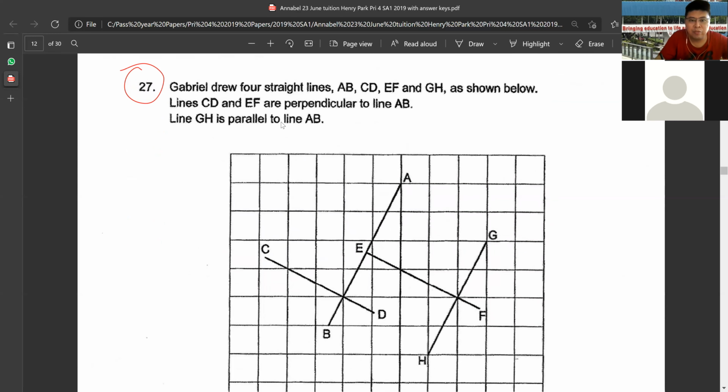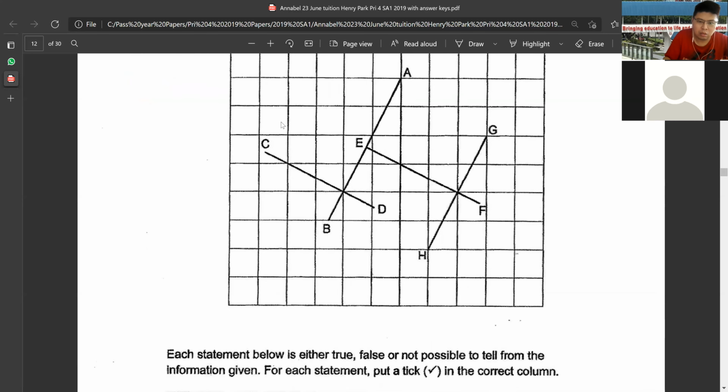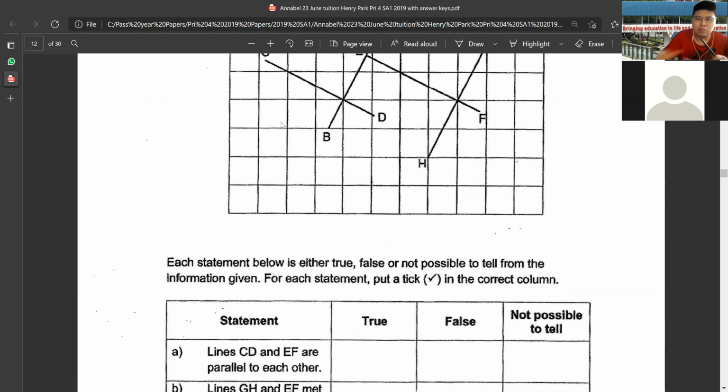Okay, Gabriel drew 4 straight lines. A, B, C, D, E, F, G, H. Lines CD and EF are perpendicular to AB. GH is parallel to AB. You're supposed to state whether true or false.